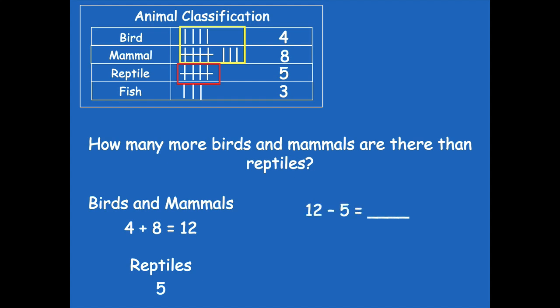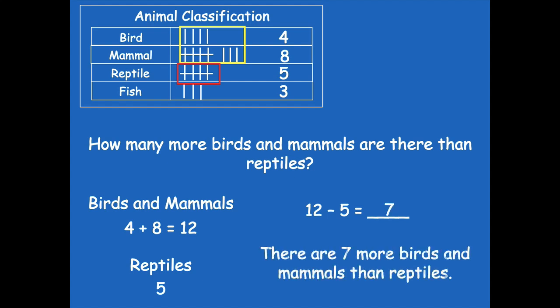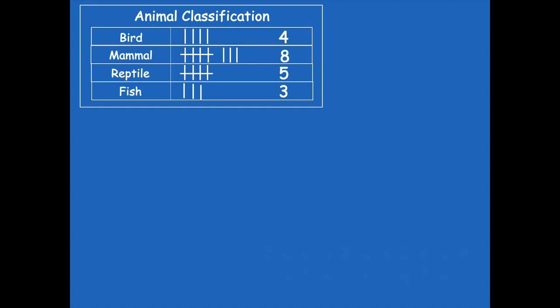So why don't you guys pause the video and solve 12 minus 5 and then click play when you're ready to go over it together. All right, friends, so 12 minus 5 equals 7. So there are 7 more birds and mammals than reptiles. All right, let's look at another one.